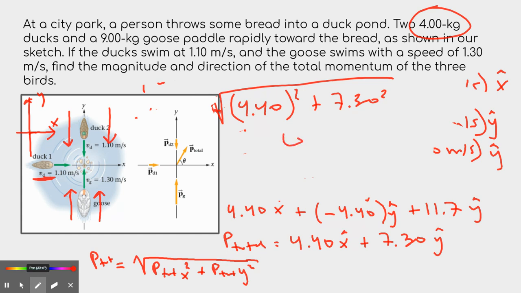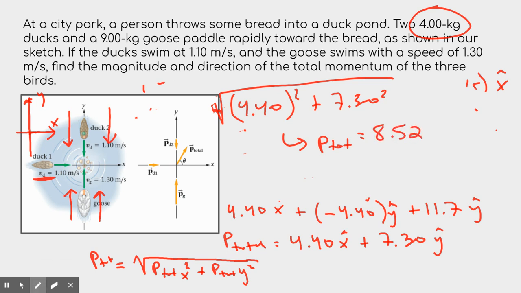Once we do this math, you're going to find that our P total is equal to 8.52 kilogram meters per second. Okay. And finally, for the direction of the total momentum, so it's going to be a combination, and it's going to have an x and y component, so we see what that vector looks like here.